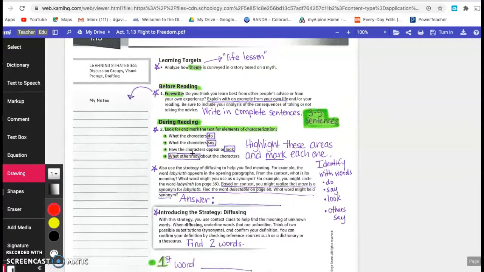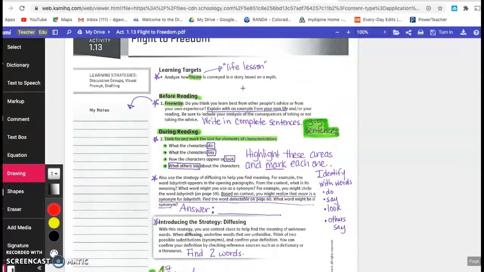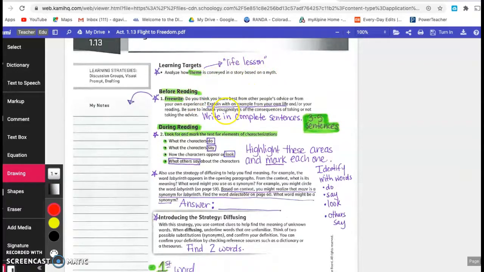All right, so our learning targets: analyze how theme, remember theme, is the life lesson learned during that story. There can be multiple. There doesn't just have to be one. Usually there is one main one. However, there can be multiple themes throughout a story. So analyze how the theme is conveyed in a story based on a myth. All right, so we're going to continue with our myth, and that's what we'll be reading as we continue through Springboard. Okay, so there's a definition for you if you do not know.